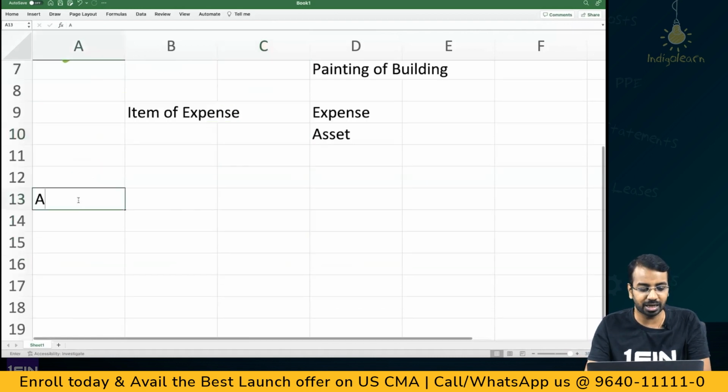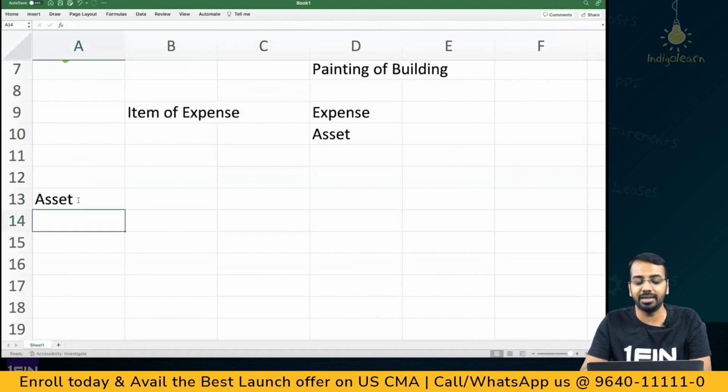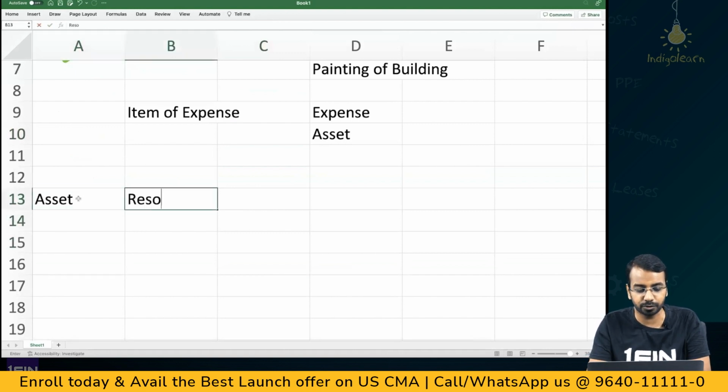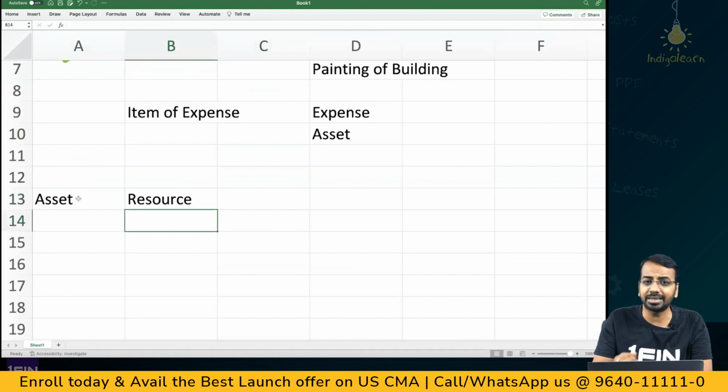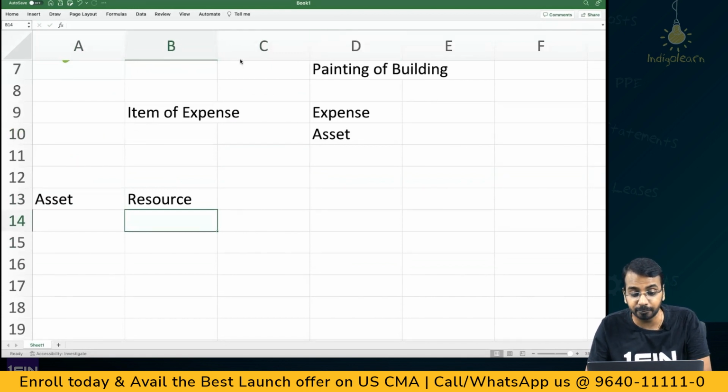So first we'll start with asset. Whenever we say it is an asset, it has to be a resource. Asset is always a resource. Resource means something which is favorable or something which will give us benefit. Sir, what kind of benefit will a painting give?